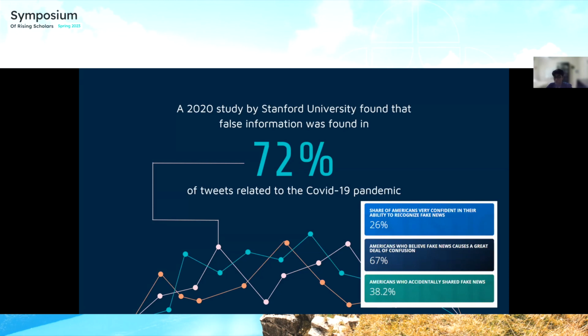Furthermore, Americans who believe fake news causes a great deal of confusion is a high number of 67%. And Americans who accidentally shared fake news online is around 38.2%. And these are only people who have now realized that. If we were to look at people who still do not know that the information they have shared can be fake or misleading, then the number would be even higher.